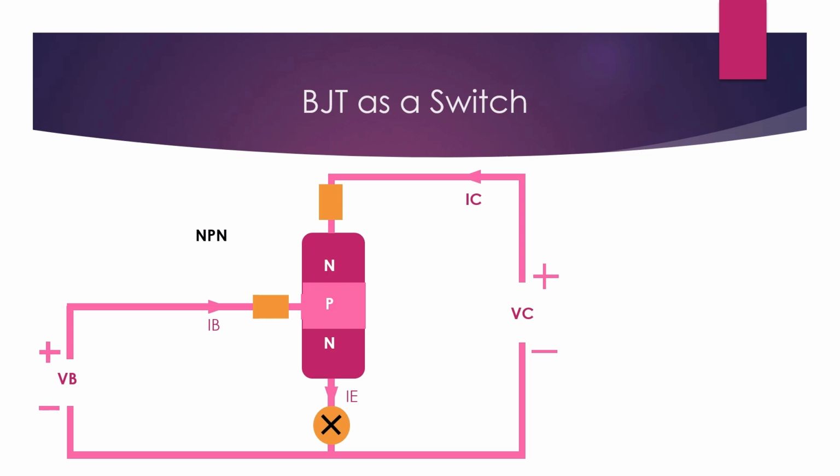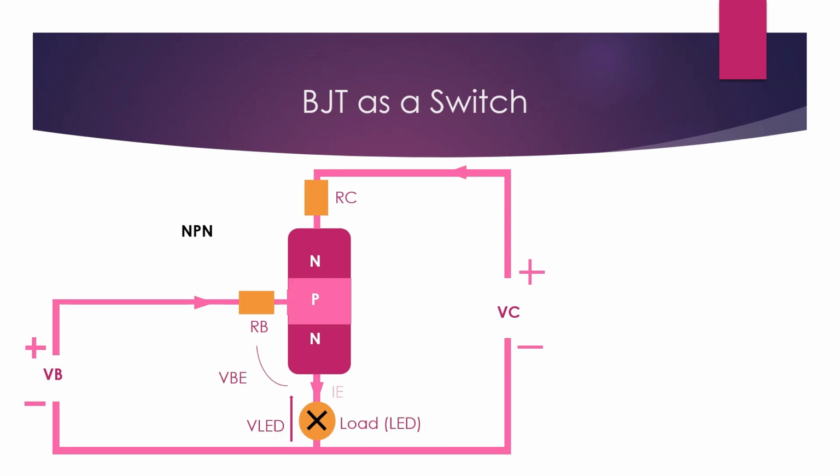Let's take an example with an NPN BJT used as a switch. Say we have a collector resistor RC, base resistor RB, a load. Let us use a simple LED. Emitter current equals collector current plus base current. Base resistor equals base voltage minus base to emitter voltage minus LED voltage, divided by base current. Collector resistor equals collector voltage minus LED voltage, divided by emitter current.